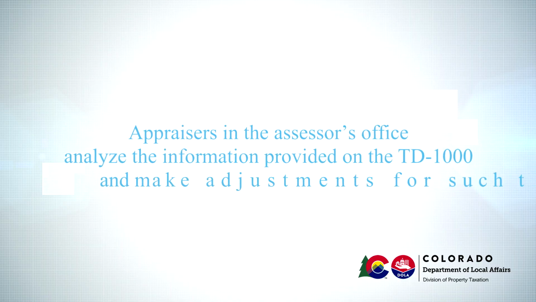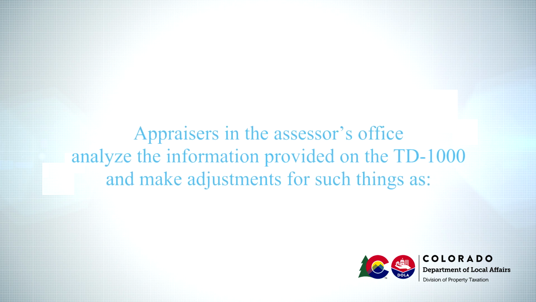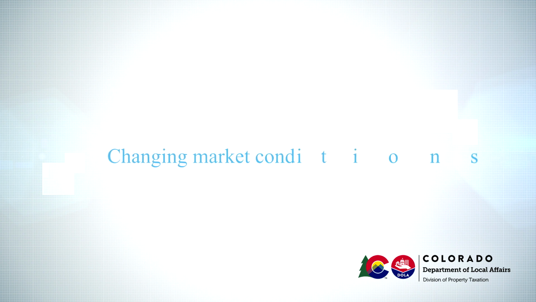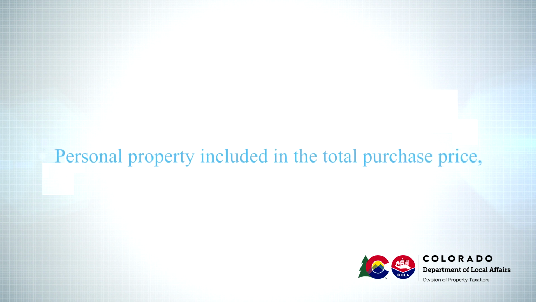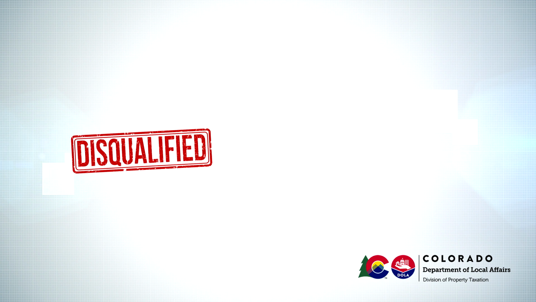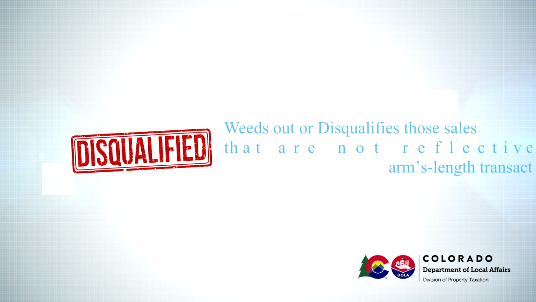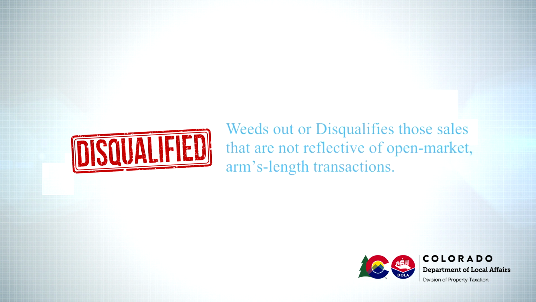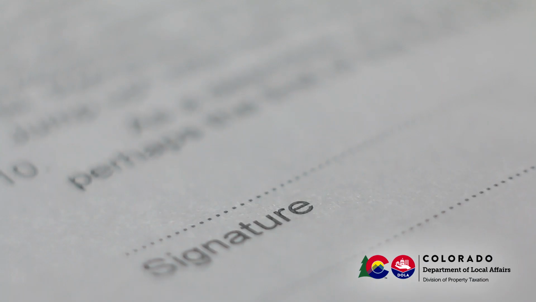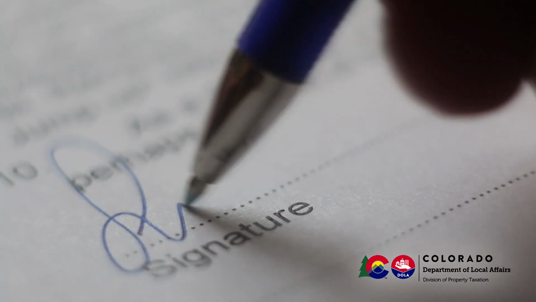Appraisers in the assessor's office analyze the information provided on the TD1000 and make adjustments for such things as changing market conditions over time, personal property included in the total purchase price, or atypical financing terms. The form also aids the appraiser in weeding out or disqualifying those sales that are not reflective of open market, arm's length transactions.